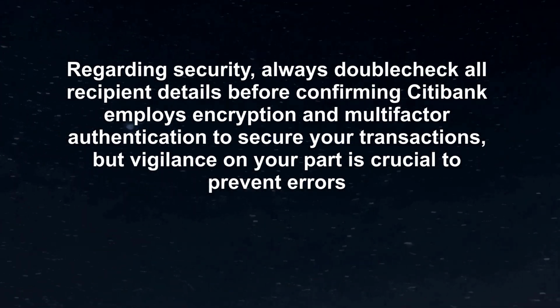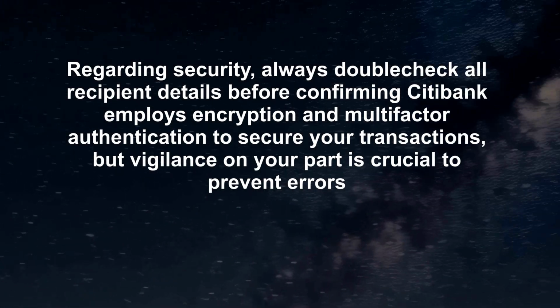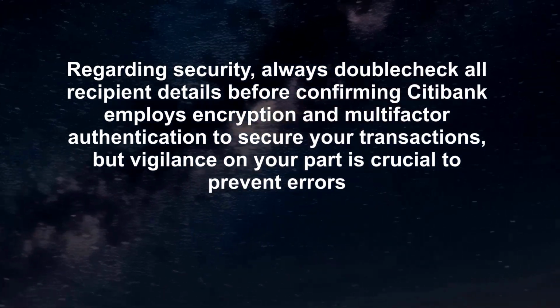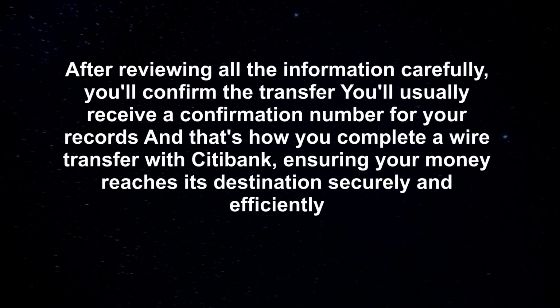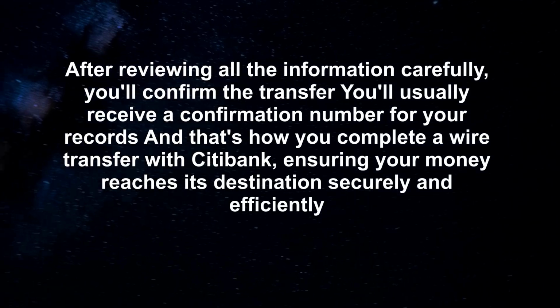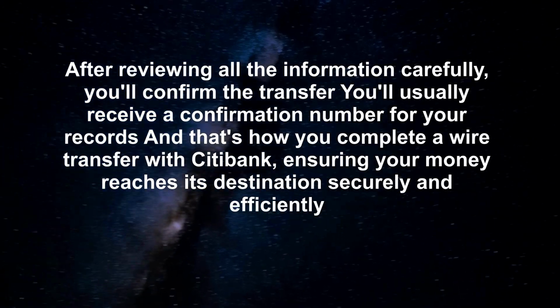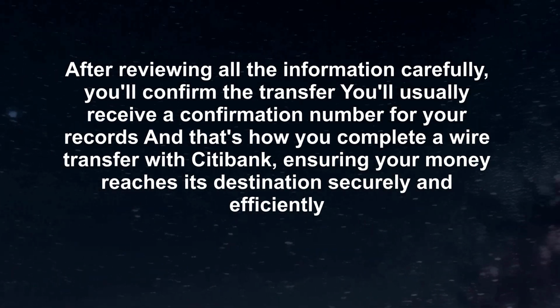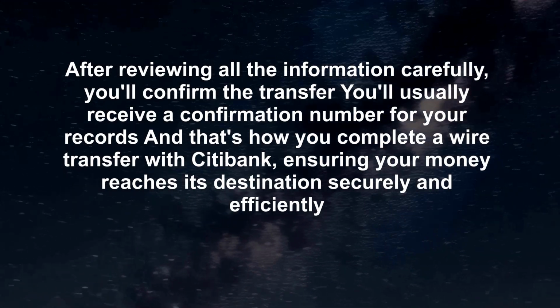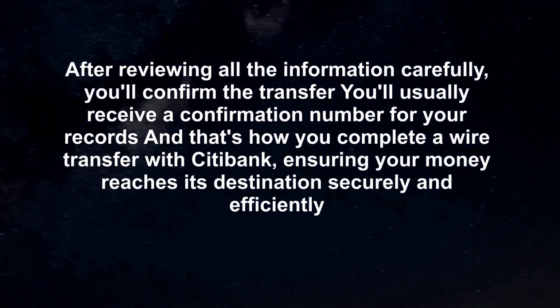Citibank employs encryption and multi-factor authentication to secure your transactions, but vigilance on your part is crucial to prevent errors. After reviewing all the information carefully, you'll confirm the transfer. You'll usually receive a confirmation number for your records, and that's how you complete a wire transfer with Citibank, ensuring your money reaches its destination securely and efficiently.